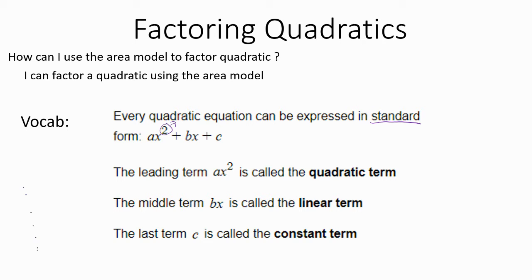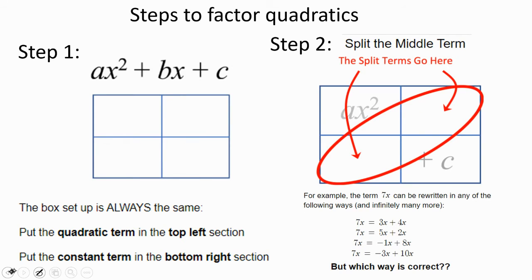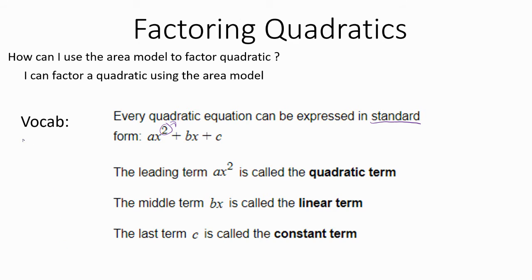So here's some vocabulary for you. Some vocabulary that you need to know is standard form. What does a quadratic look like in standard form? It's ax squared plus bx plus c. So obviously there's going to be a number in front of the x squared, the b is going to be a number, and the c. We know this is a quadratic because it has a power or a degree of 2 on the highest x. So that's what makes it a quadratic.